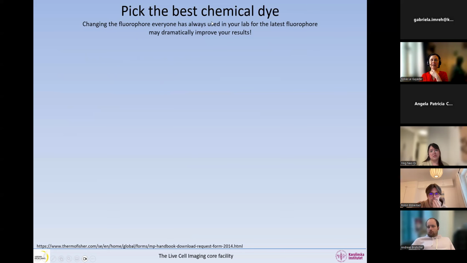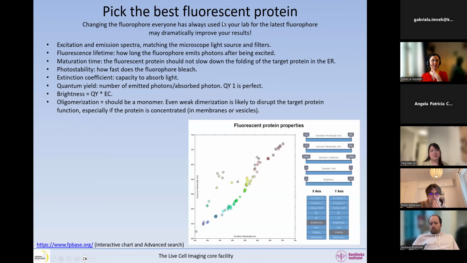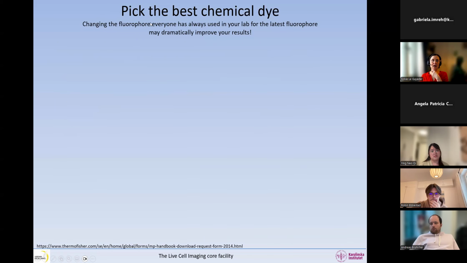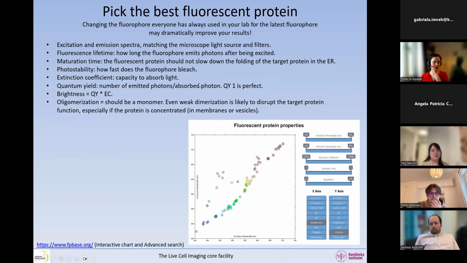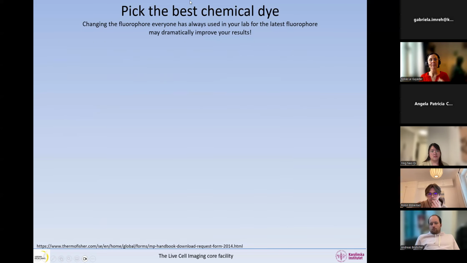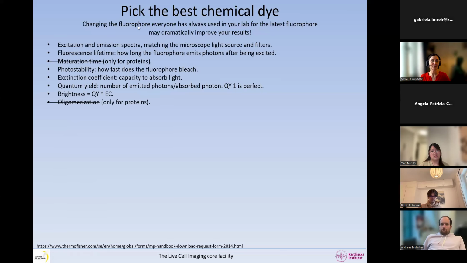So how do we pick then the best chemical dye? Because FP base is only for fluorescent proteins. How do we pick the best? There is information here for chemical dyes on FP base, but you don't have this very nice interactive chart, unfortunately. So how to pick the best chemical dye? Again, if you change the fluorophore that your lab has always been using, you may dramatically improve your results.